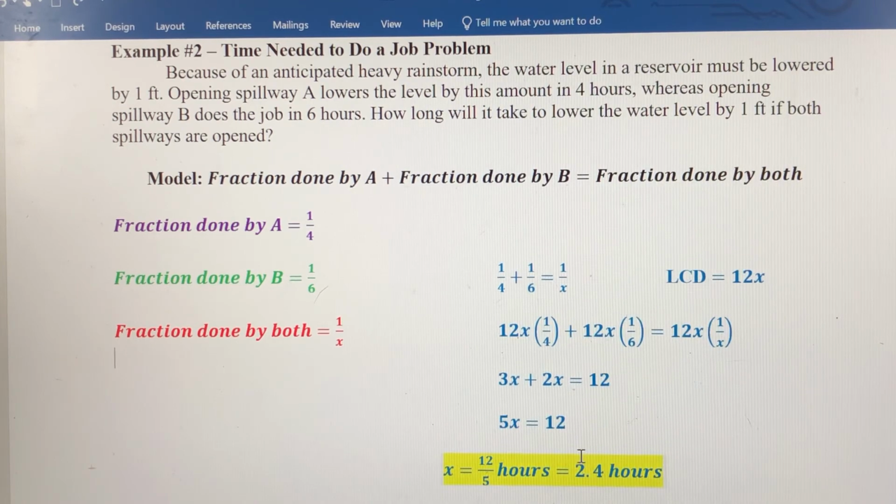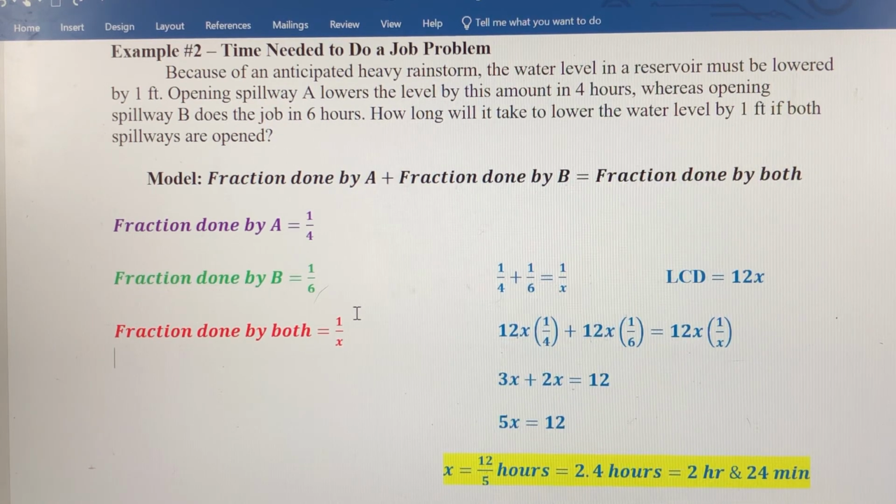Okay, so I know it's 2 hours and a little less than a half, so I could multiply this 0.4 times 60 minutes to get the exact amount of time here, and that would be 2 hours and 24 minutes. Okay, so if we open both spillways A and B, it's going to take 2 hours and 24 minutes to lower the water level in the reservoir by 1 foot. Okay, so that's time needed to do a job problem. How you set those up, it's the fractional part done by each object, in this case each spillway. Add those together, it equals the fractional part done when both are working together. Okay.